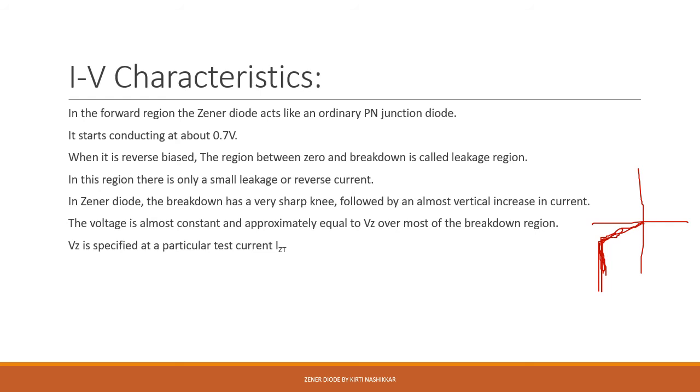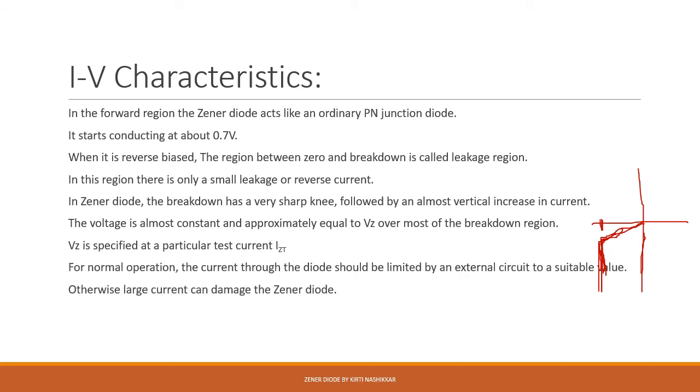This voltage is almost constant because after that, if you increase the voltage, even a slight increase in voltage gives you a very large increase in the current. That's why this voltage almost becomes constant, and this voltage itself is called the Zener breakdown voltage. Vz is specified at a particular test current IZT. For normal operation, the current through the diode should be limited by an external circuit to a suitable value. Otherwise, a large current can damage the Zener diode.